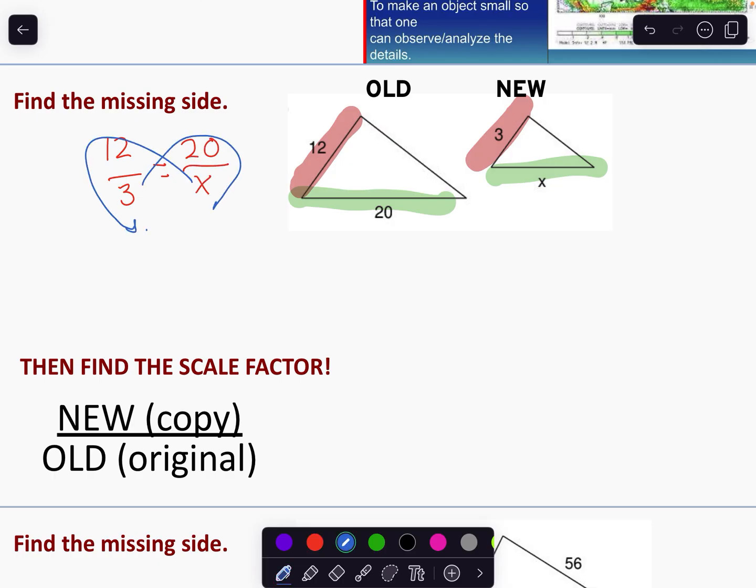Cross multiply. You get 12x equals 60. Divide both sides by 12. And you should get x equals 5. So this right here should be 5 units long. Okay, remember, consistency is key.